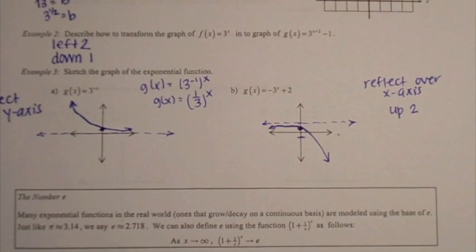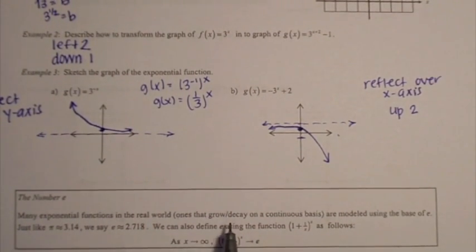Now let's look at the number e. Many exponential functions in the real world, ones that grow and decay on a continuous basis, are modeled using the base of e. Just like pi is approximately 3.14, we say e is approximately 2.718. We can also define e using the function quantity 1 plus 1 over x raised to the x as follows. As x approaches infinity, 1 plus 1 over x raised to the x approaches e.